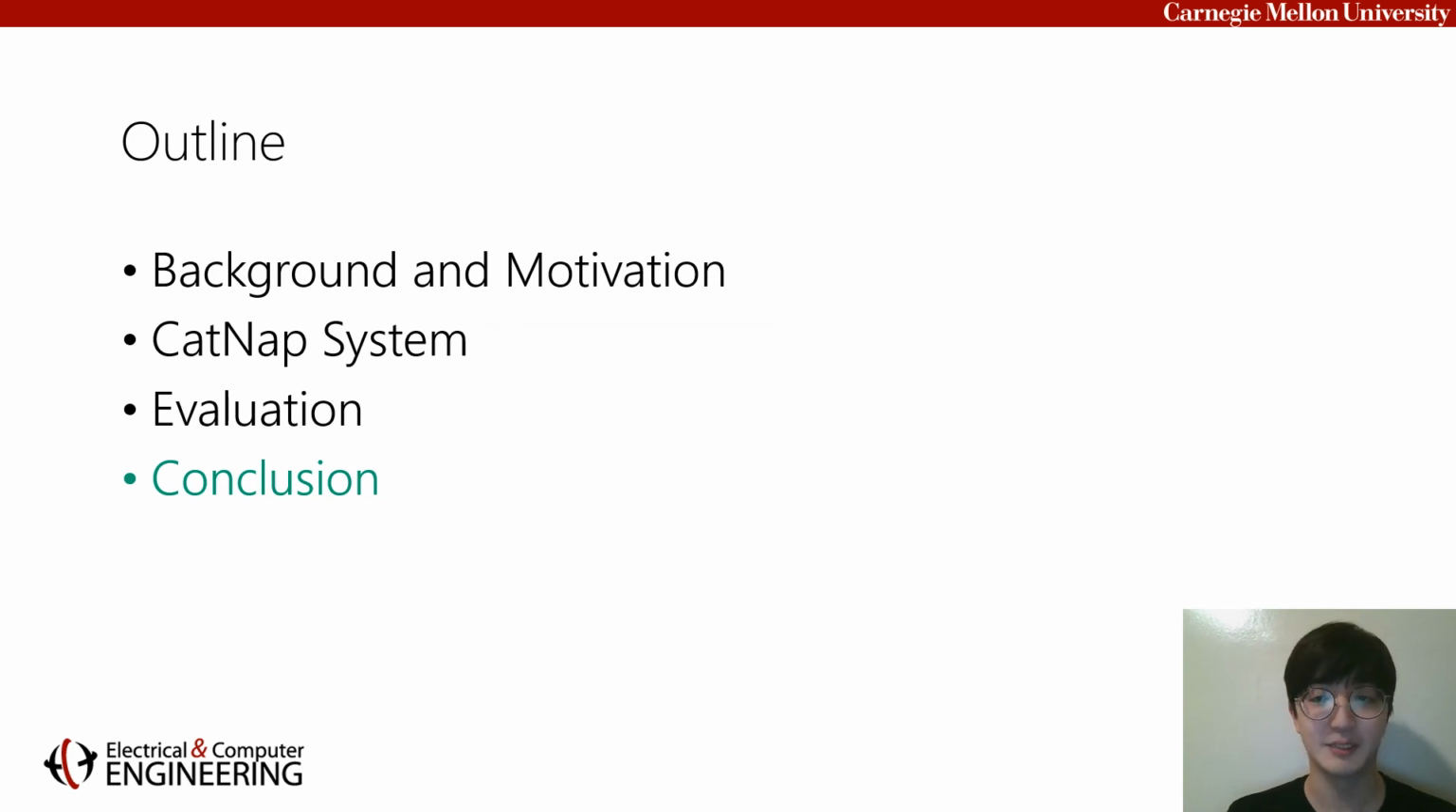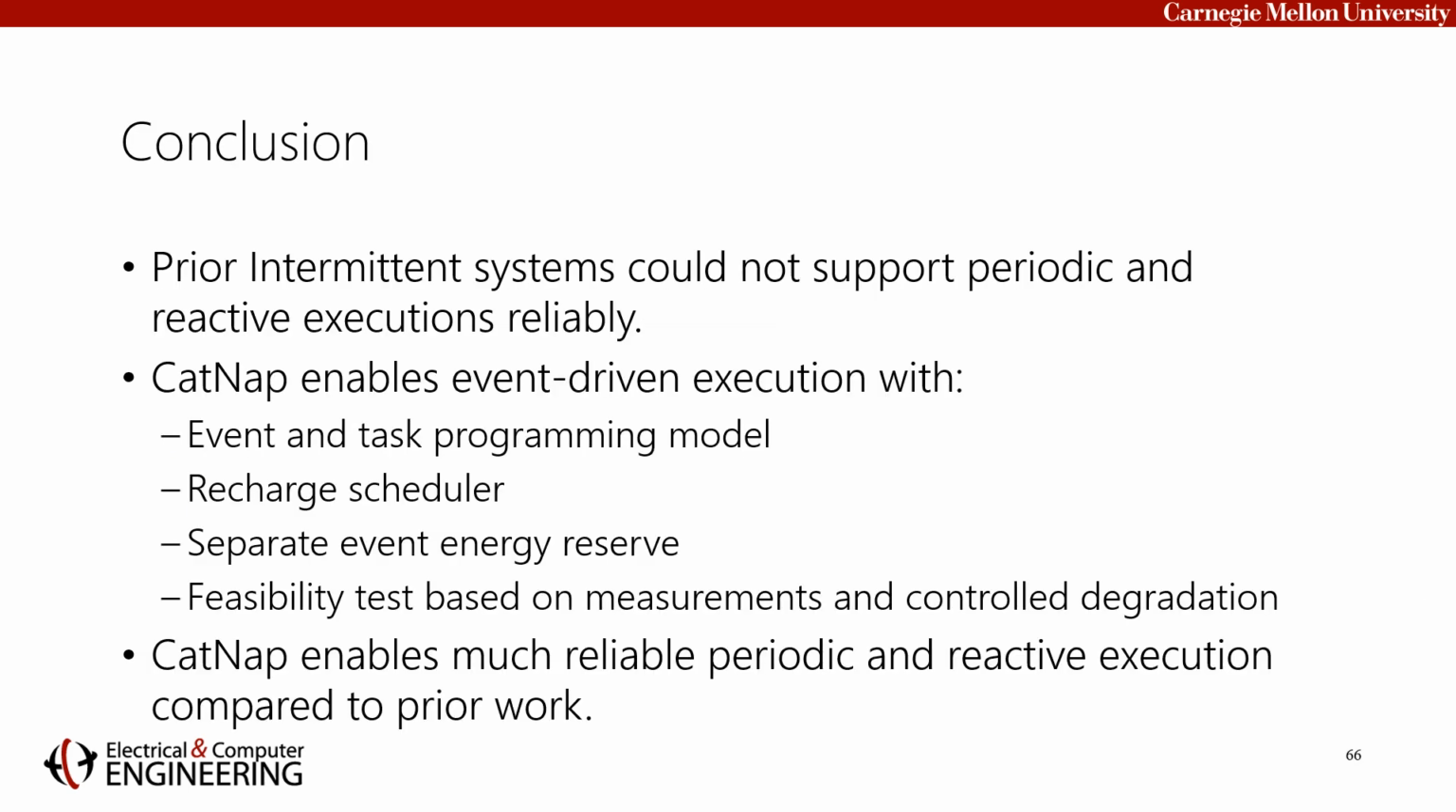Now, I will summarize my talk. Prior intermittent systems could not support periodic and reactive executions reliably. CatNap enabled event-driven execution by providing a new event and task-based programming model using a recharge scheduler and separating the event energy reserve, and finally running a feasibility test based on measurements and doing controlled degradation. CatNap enables much more reliable periodic and reactive execution compared to prior work.